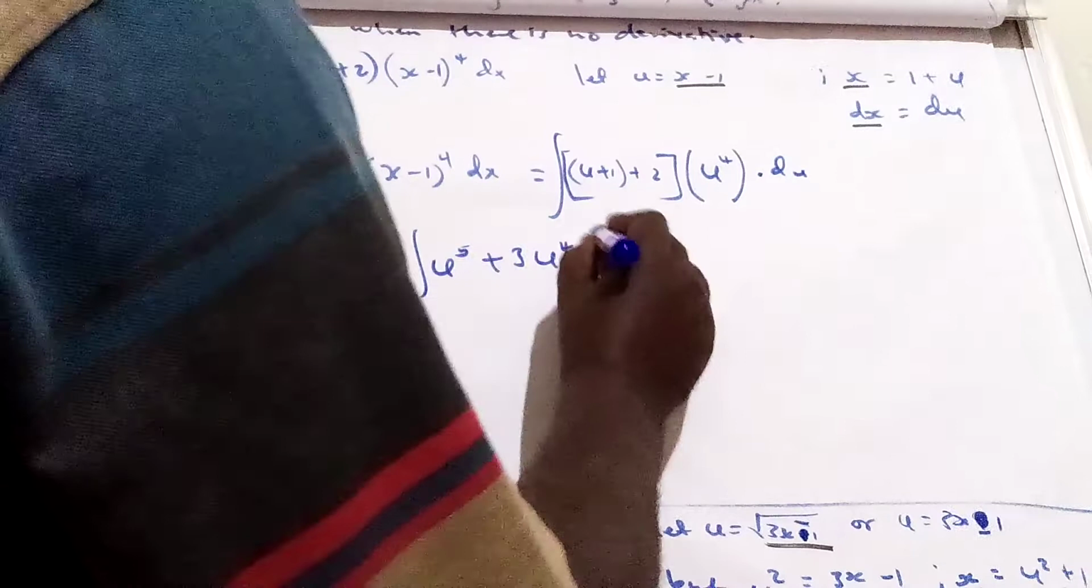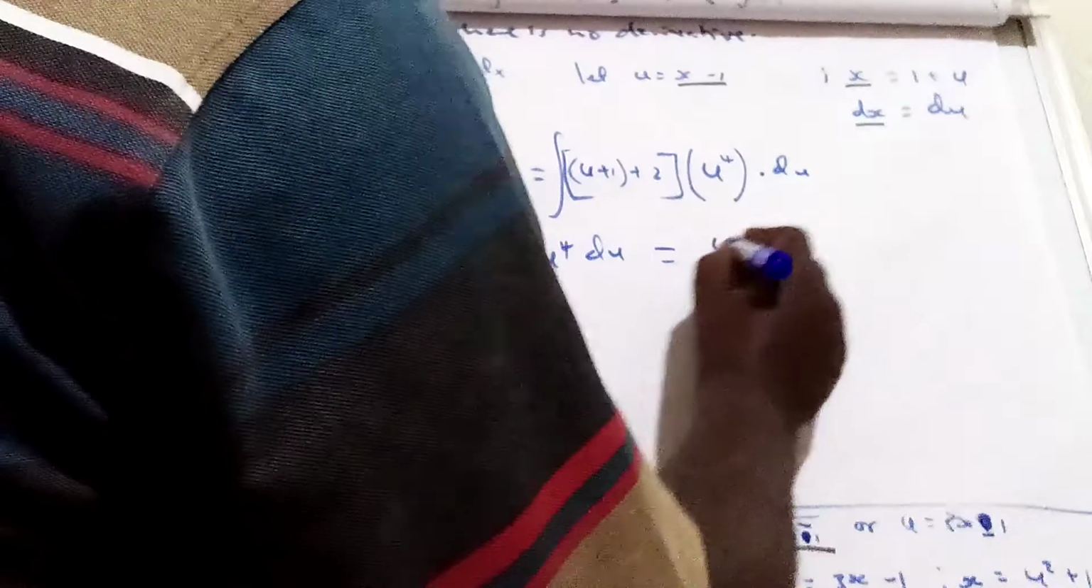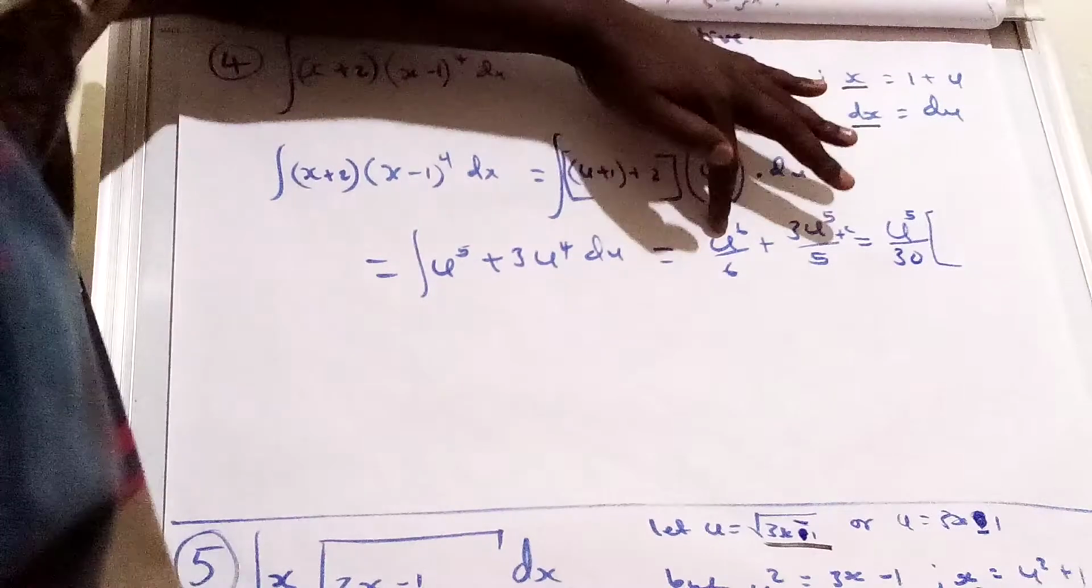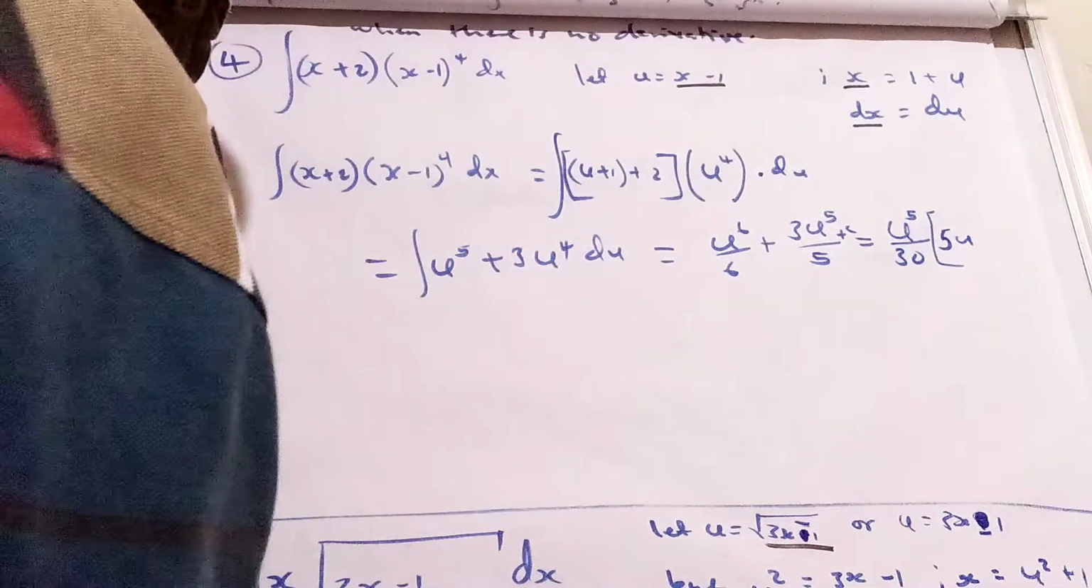That's what we are integrating with respect to u. And this should give u power 6 over 6 plus 3u power 5 over 5. You can take the LCM, u to the power 5. The LCM looks to me like 30, and then I'll remain with 5u plus 18.